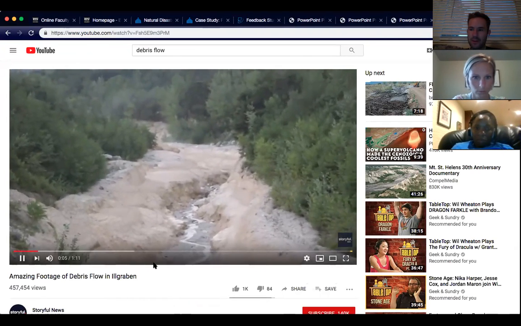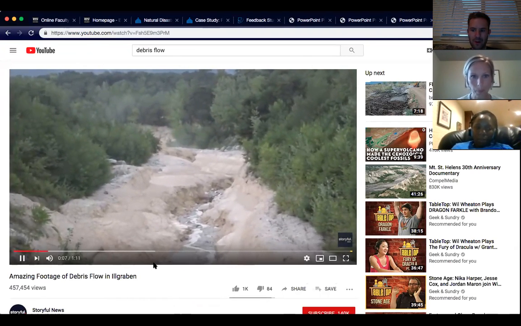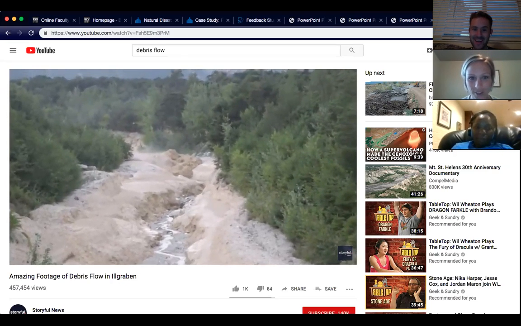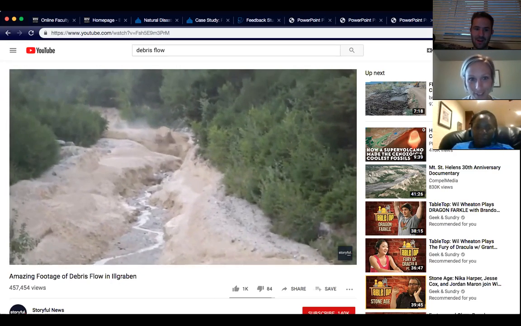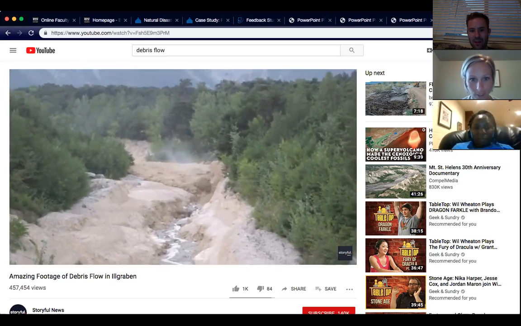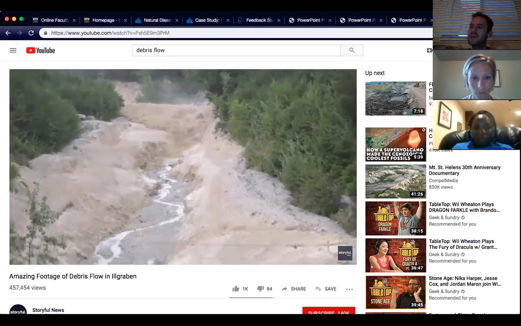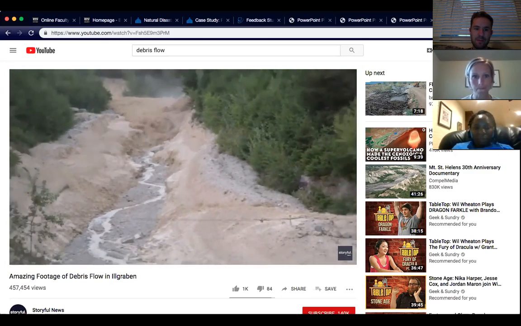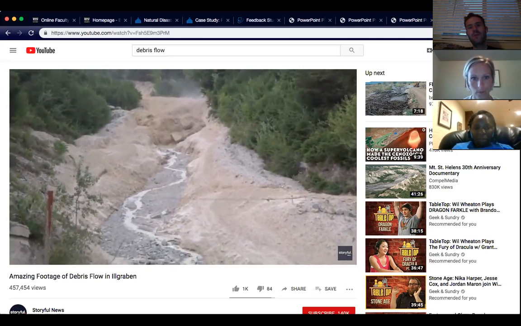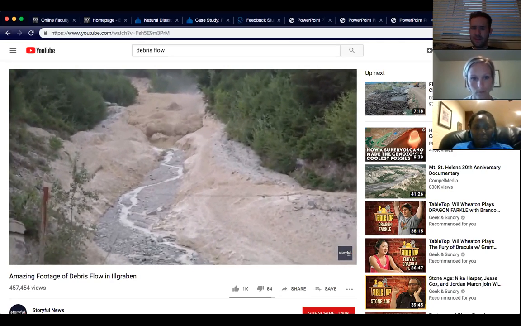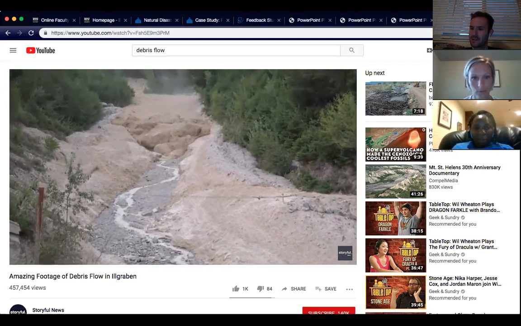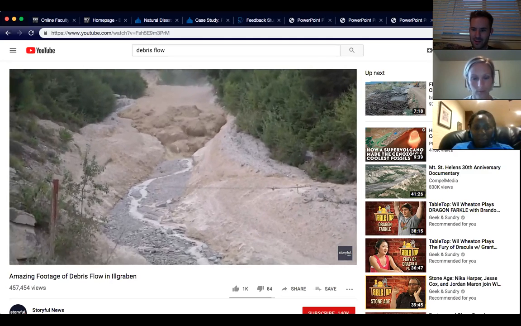Can you guys see the video? Uh-huh. Yeah. Okay, perfect. Well, that does go fast. Yeah, you can see it's still really moving. And you see these big boulders in it, and all this mud. A debris flow is just that big mix of materials. And this gives you a good view of what a relatively fast moving debris flow looks like. They can move significantly faster than this, and they can move significantly slower.